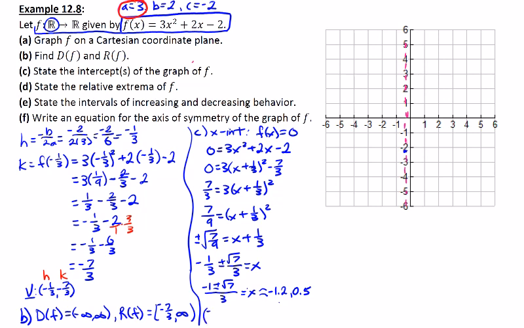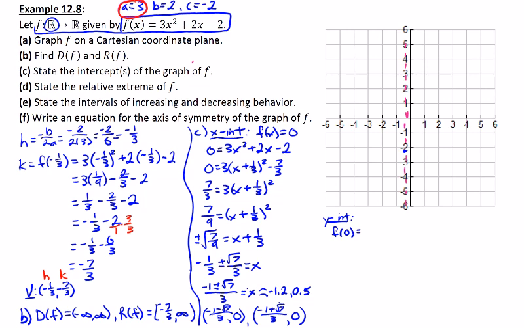So I would say (negative 1 minus the square root of 7) over 3, comma 0. That's one of my x-intercepts. And then there'll be another x-intercept at (negative 1 plus the square root of 7) all over 3, comma 0. So that takes care of my x-intercept calculation. I can also do a y-intercept calculation. The y-intercept calculation is much easier. That can be done just by calculating f of 0.